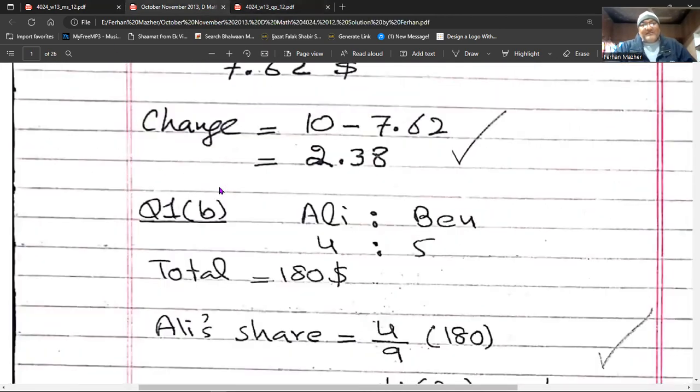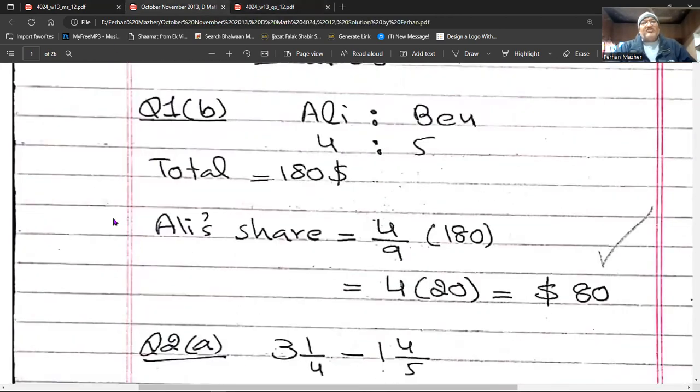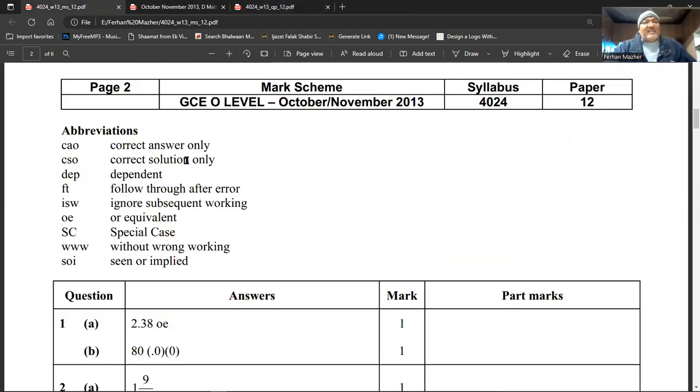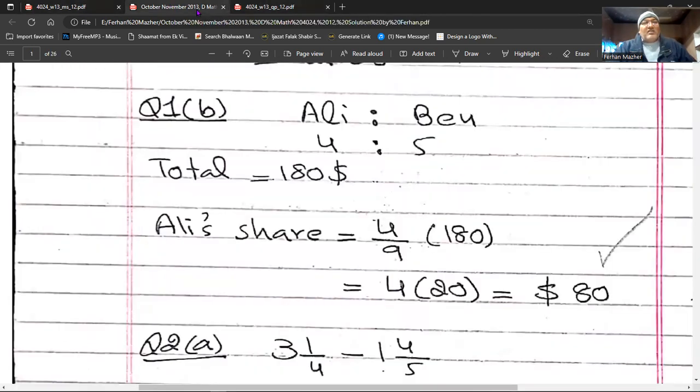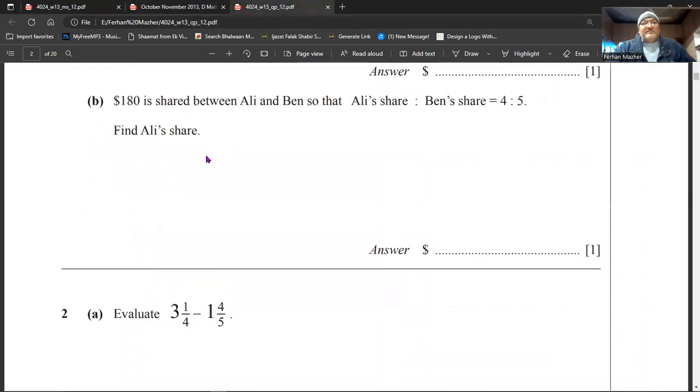4 by 9, and so this, you see, Ali to Ben, that is 4:5. The total money is $180. Ali's share will be 4 by 9 multiply 180, so that will be 4 into 20, and that will be $80. $80 is the right answer. Okay, so this is the solution.